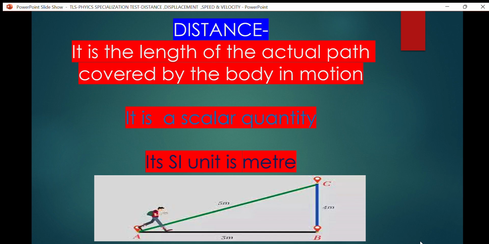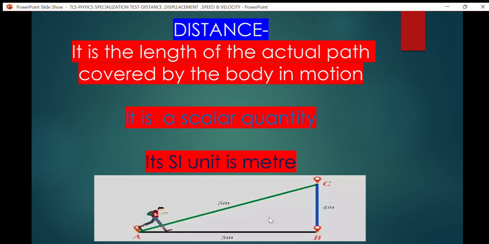Whenever we speak about distance, we will measure the actual length from the starting till the end of its motion. In this picture, you can see one person moving from A to C. He can go straight from A to C. If the person goes straight from A to C, the distance covered by him is only 5 meter.